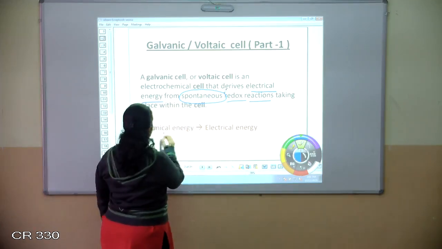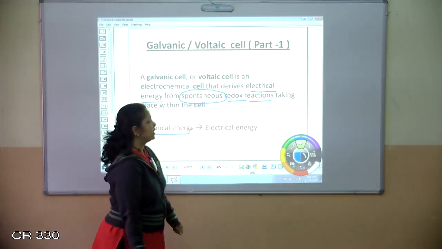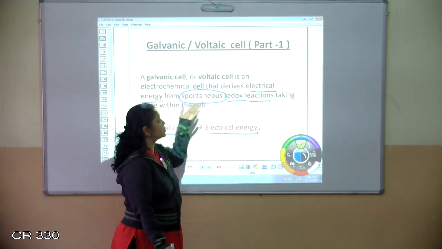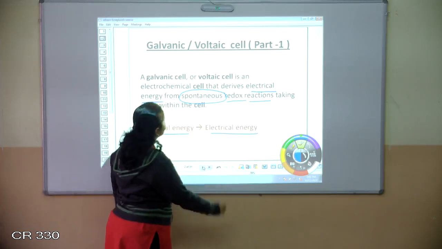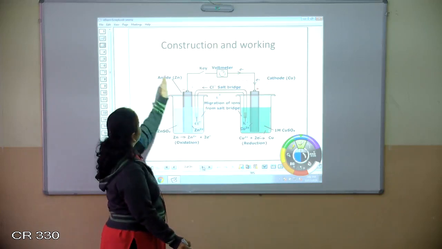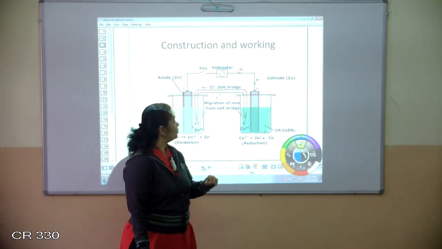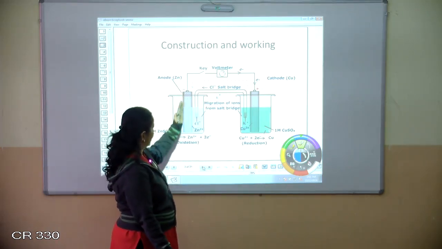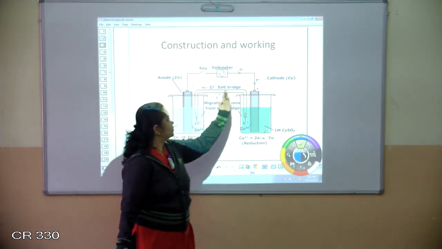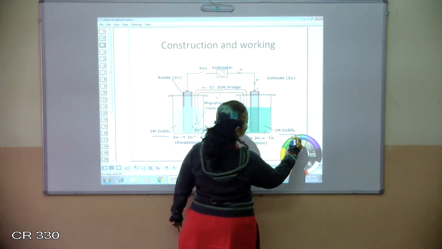The cell is nothing but a device which converts chemical energy into electrical energy via a redox reaction which happens on its own. Have a look at the device which we use. How is the construction of the cell done? The cell has two half cells. Together they make a full cell. One half cell has a metal rod and a solution of the metal salt, while the other half cell also has a metal rod with a salt solution of the same metal.